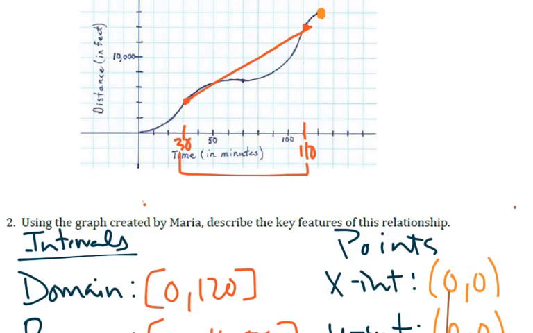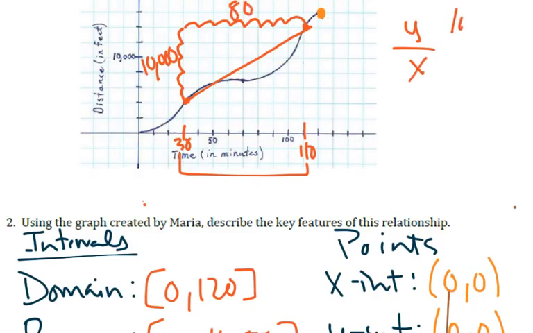So we'd go up 2, 4, 6, 8, 10,000. That's our change in y. It's 10,000 feet. Then time, 10, 20, 30, 40, 50, 60, 70, 80. That's our change in x. So it would be 10,000 over 80. Simplify it, the zeros cancel out.